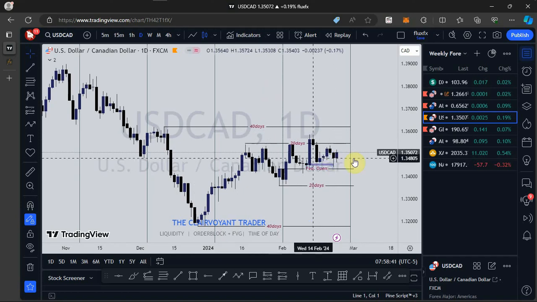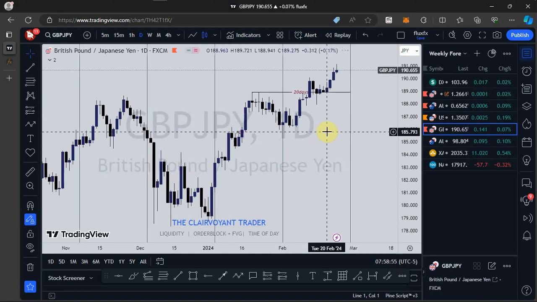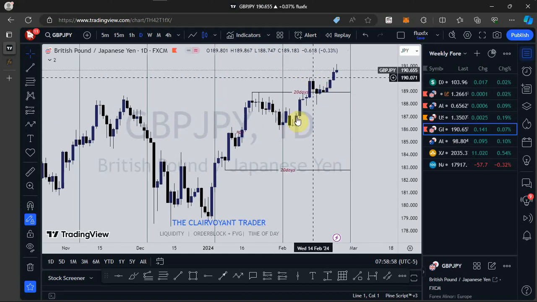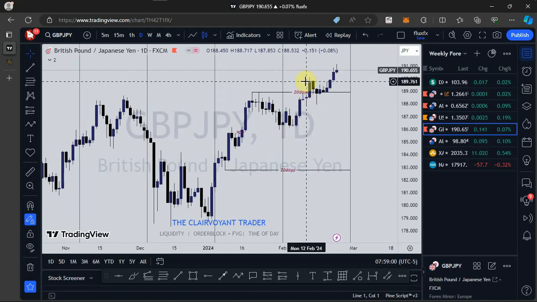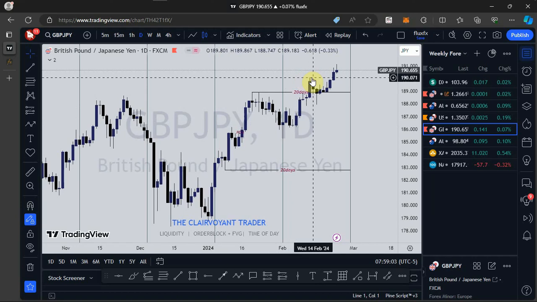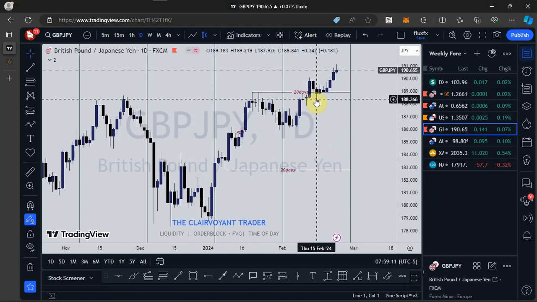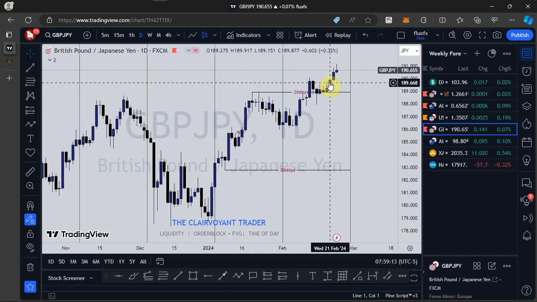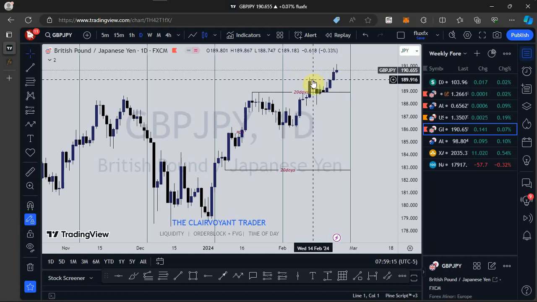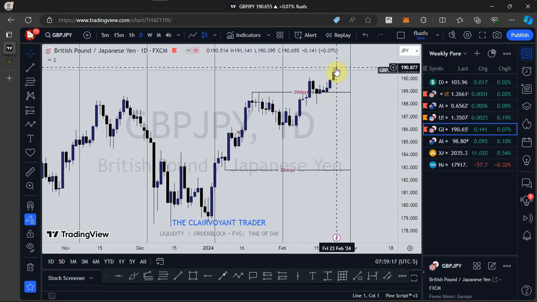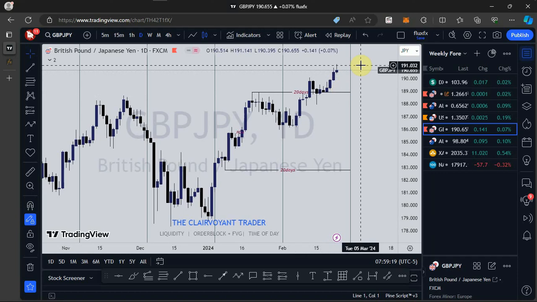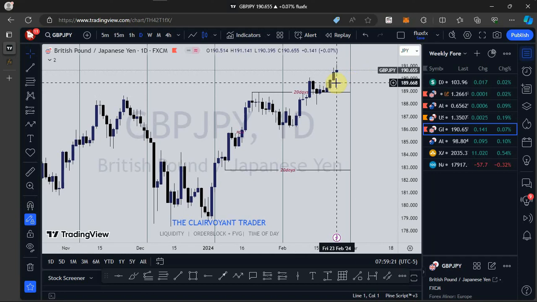Let's look at what is happening on GBPJPY. So for GBPJPY, we've taken out the previous 20-day high, all right, and right after taking out the previous 20-day high, we saw a higher swing low formation right here, and right after the higher swing low formation, price went up and took out this high.